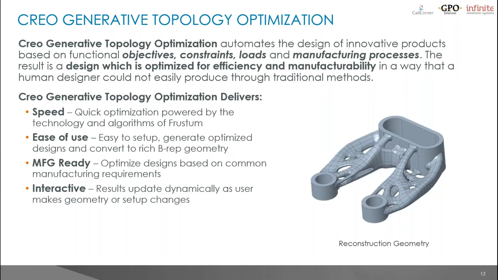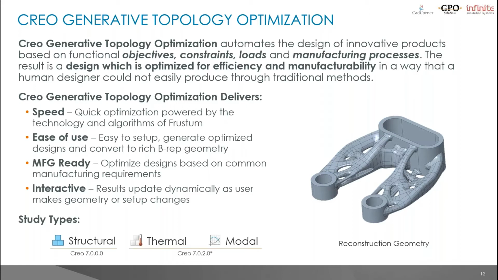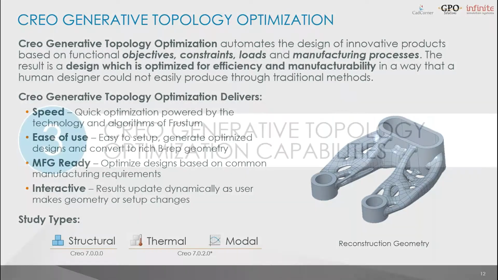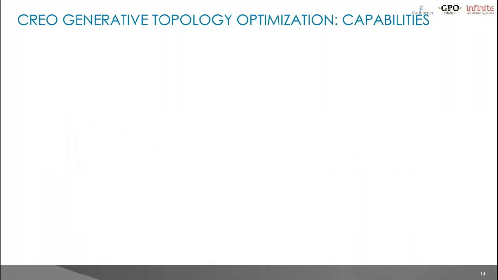Now, this is a very quick slide, so I'll go into the capabilities in a little bit more detail. Before I do that, I'd like to just quickly tell you that for Creo 7, we have the structural capabilities already available, and there are plans, of course, to introduce the thermal and modal capabilities in version 7.0.20. Now let's look at the capabilities in a little bit more detail.